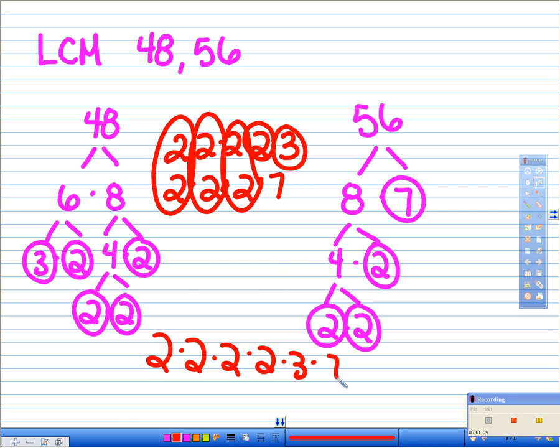And the prime factorization, when multiplied all these numbers together, equals 336. That's not the prime factorization, that's actually the LCM. That's how you find the least common multiple of two numbers using prime factorization.